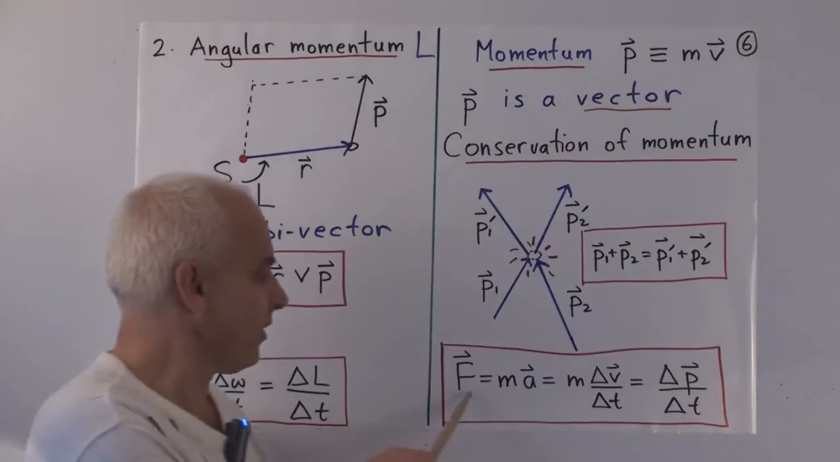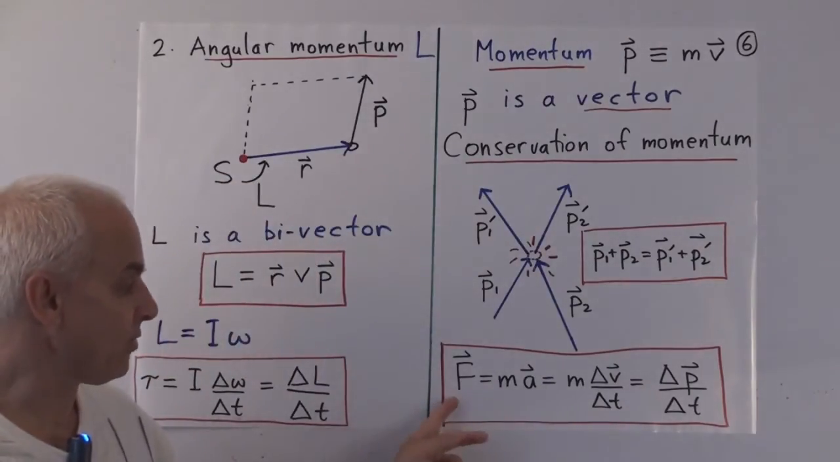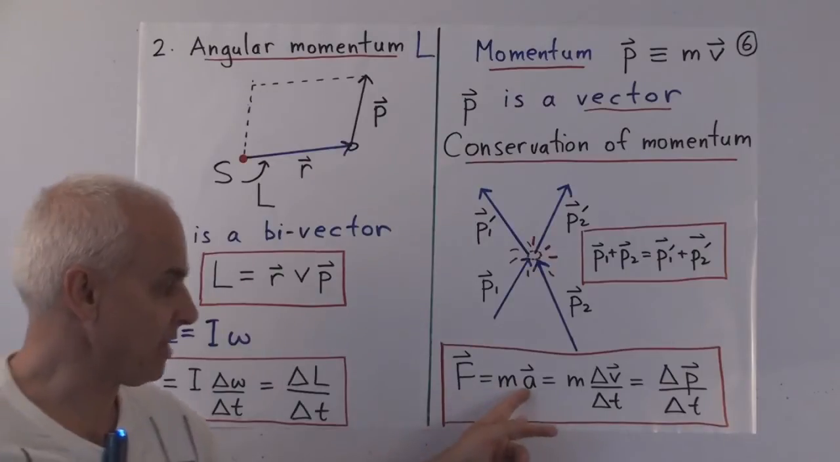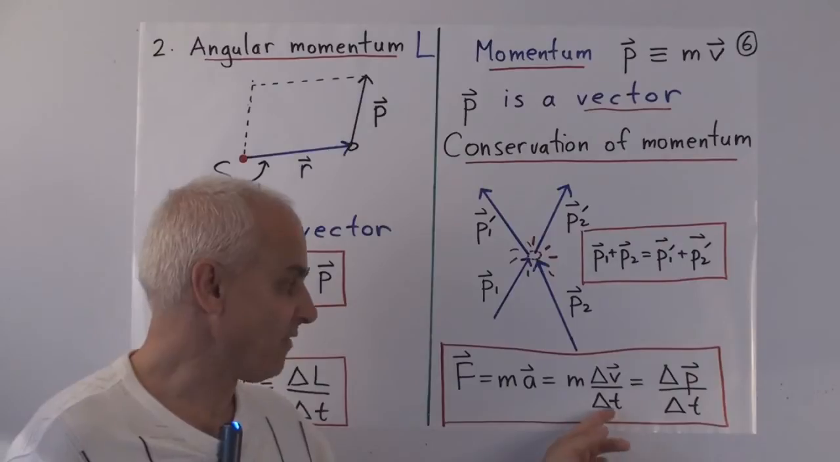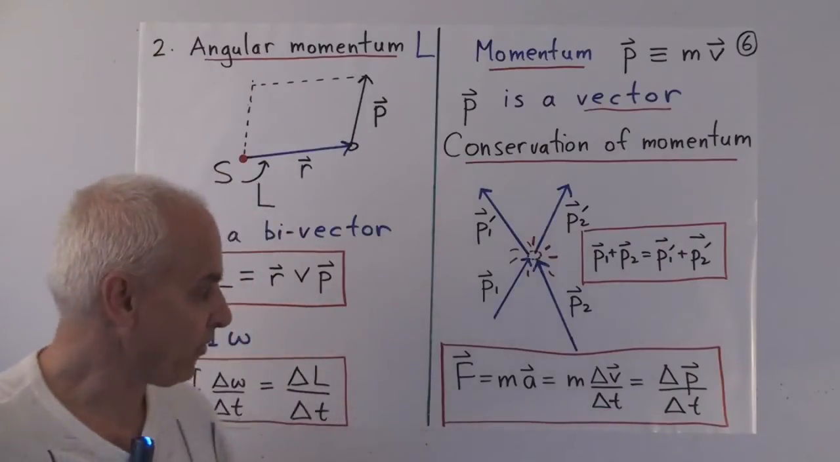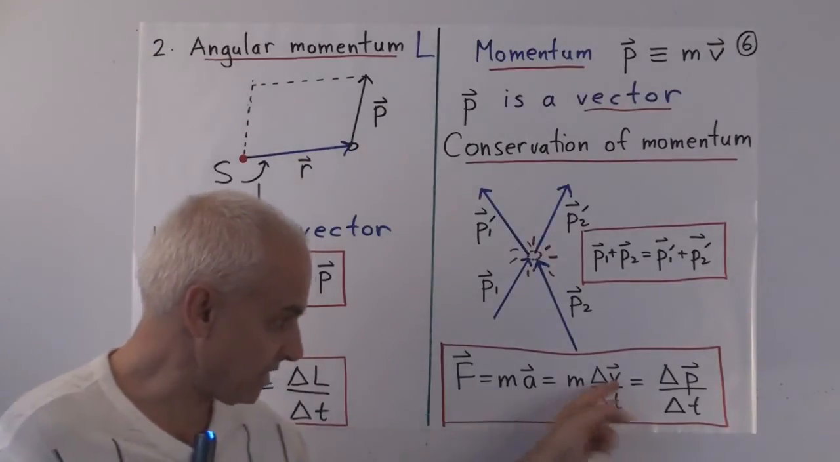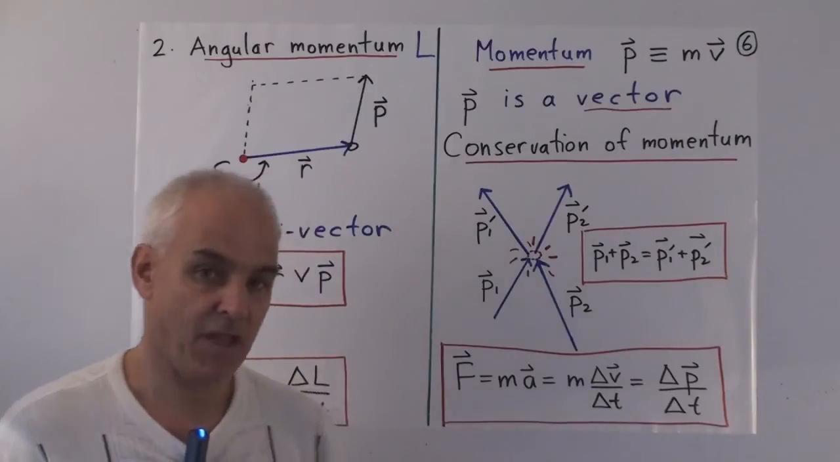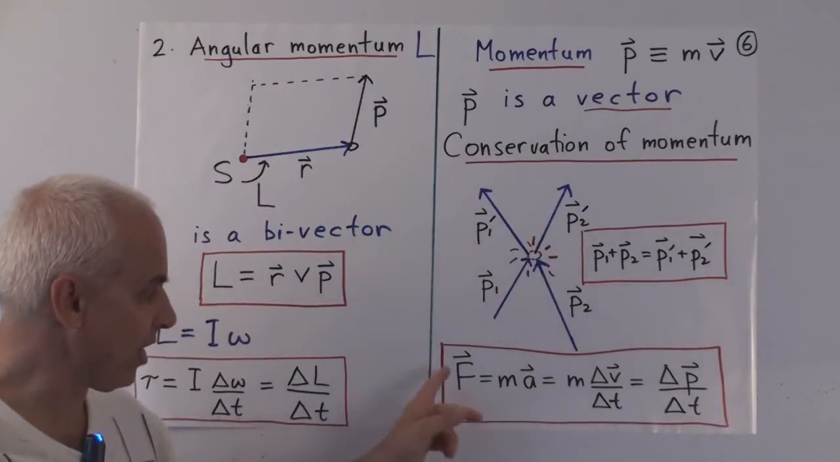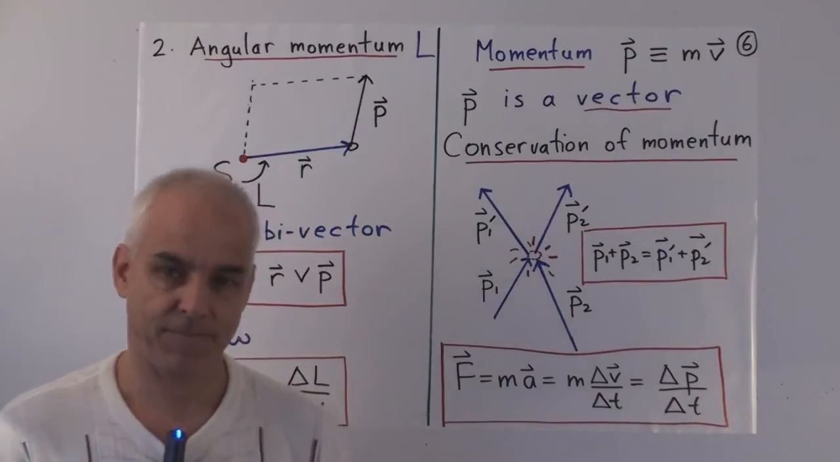And another important use of momentum is to rewrite Newton's law, which was F equals ma. Remember, the a was the acceleration, which is the rate of change of the velocity with respect to time. So if we have m times that rate of change of velocity with respect to time, we could put that m inside, and we see that's just the rate of change of the momentum with respect to time. So that's actually a simpler form of Newton's law. The force is the rate of change of the momentum with respect to time.